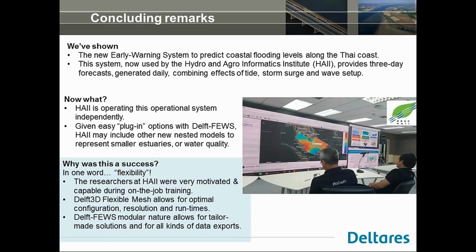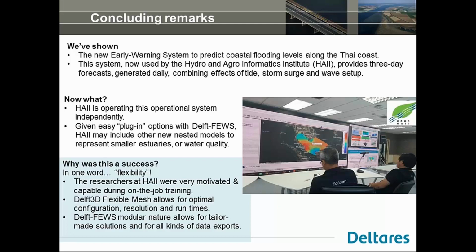Given that Delft-FEWS provides easy plugin options for different modules, HAII might consider including other new nested models to represent, for example, smaller estuaries, or even water quality models to provide water quality forecasts. So why was this project a success? We think one word is very important, which is flexibility.